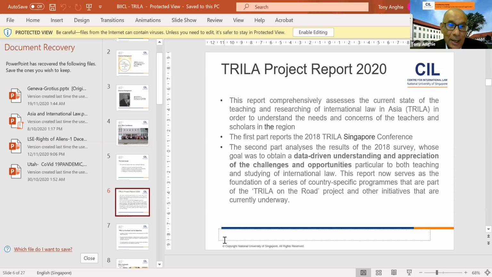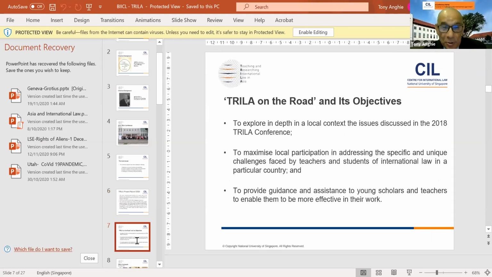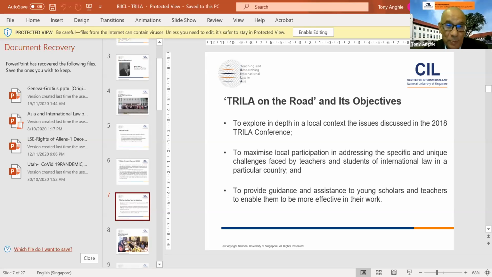And then as a result of that, following from that, we've developed a program that we call TRILA on the Road. And the basic idea is to hold seminars in different countries, focusing on issues that are defined by people from those countries who say, well, we'd like to have a session about the history of international law, or a session about teaching techniques, or a session about tips about publication, how to go about the process of writing and researching for publication. And so we've held a number of conferences in various countries in that regard.